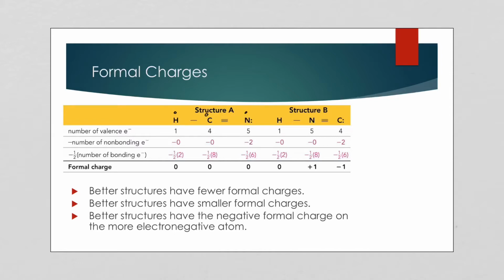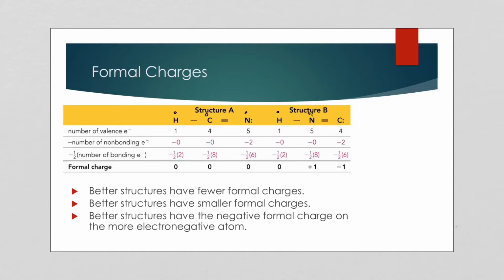Let's look at structure B. So hydrogen is going to be basically the same. 1 single bond, no lone pairs, so we end up with a formal charge of 0. Now we have nitrogen in the middle. It's again no lone pairs, but sharing 8 electrons. So we have 5 minus 0 minus half of 8, which is 4, so 5 minus 4 is a positive 1.